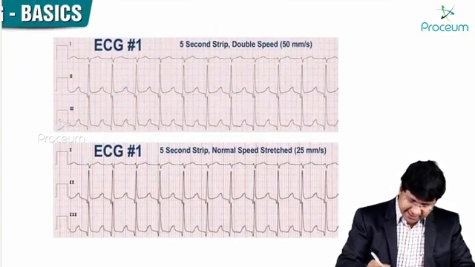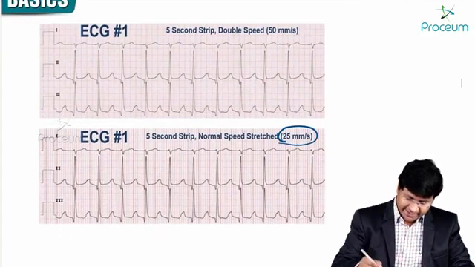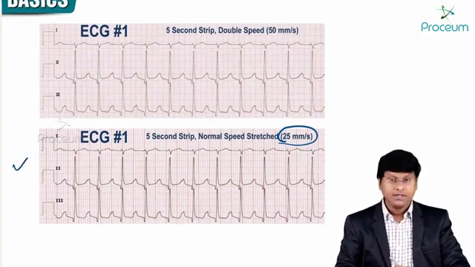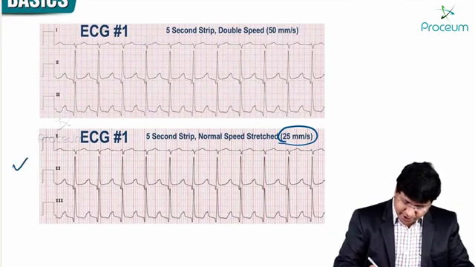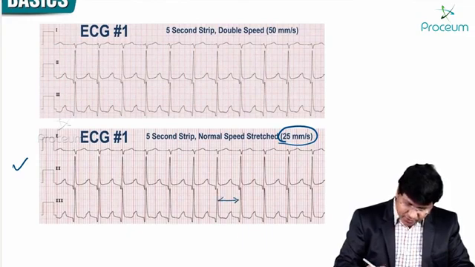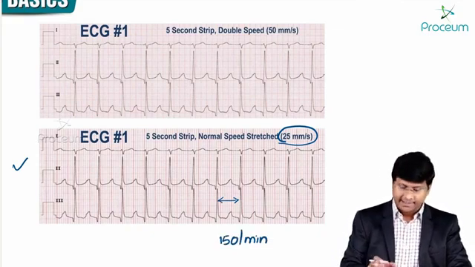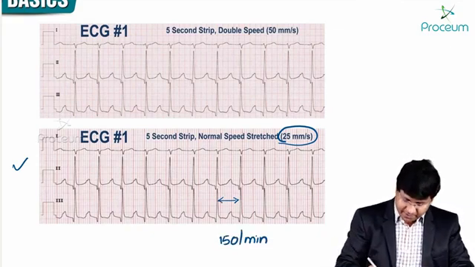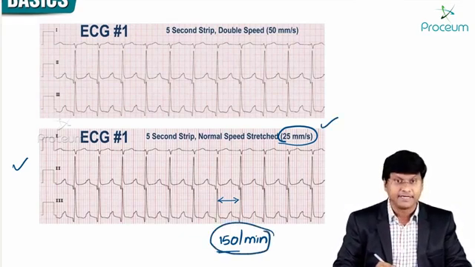Now, this is the ECG paper with a speed of 25 millimeters per second. That is a normal speed. Now, the point is, when the ECG paper is going at a speed of 25 millimeters per second, the heart rate is around 150 per minute. How to calculate the heart rate? I will tell you subsequently. But trust me, in this ECG paper, when the speed is 25, it is 150 per minute.